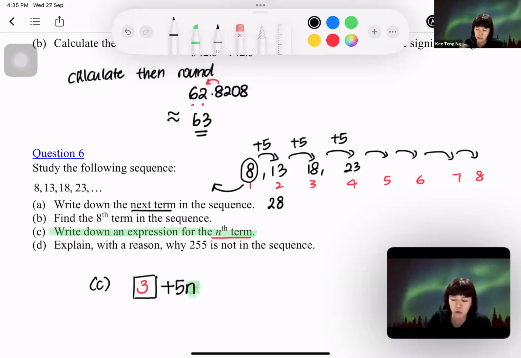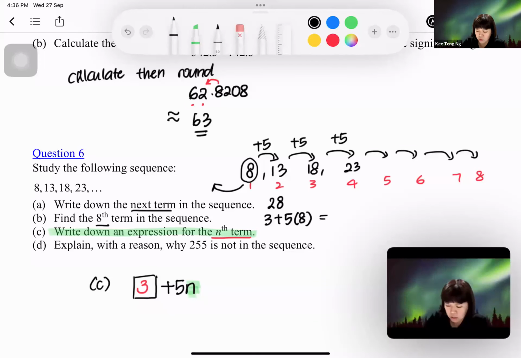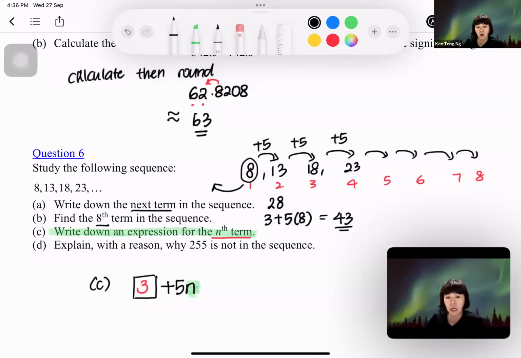So if I know this formula already, I want to find the 8th term. Either I do it manually, if not I can do 3 plus 5 times 8. 5 times 8, 40. 40 plus 3, 43. Okay, or if you need a pencil, yes, maybe, just in case.